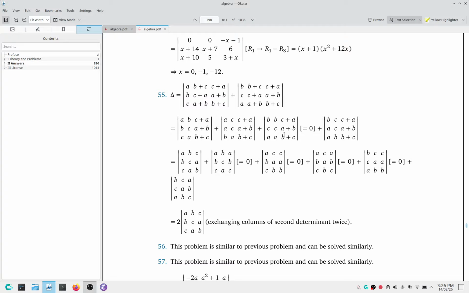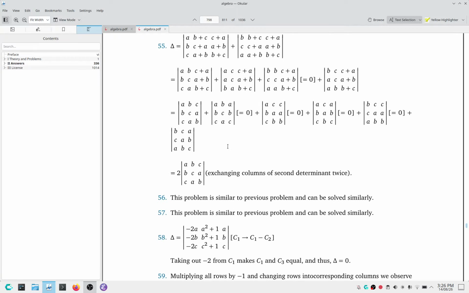Let me see. So this should be 5 determinants, right? Let me think carefully. There should be 6 determinants because there are 3 columns which we are splitting. So out of 6, 4 are 0, and abc, bca, cab and bca, cab, abc are there. So we exchange the columns of this last determinant twice. We get twice of abc, bca and cab.